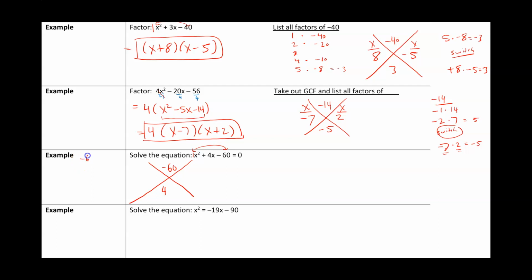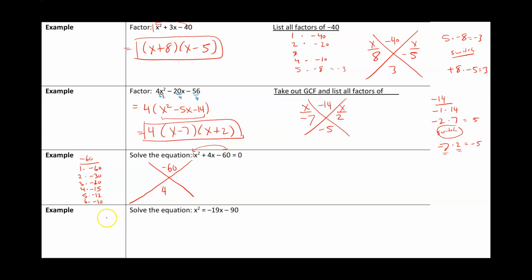Now I want to list out all the factors of negative 60. And notice it's negative, so we have to have one positive and one negative. We got 1 and negative 60. We have 2 and negative 30. We got 3 and negative 20. We have 4 and negative 15. We have 5 and negative 12. We have 6 and negative 10.